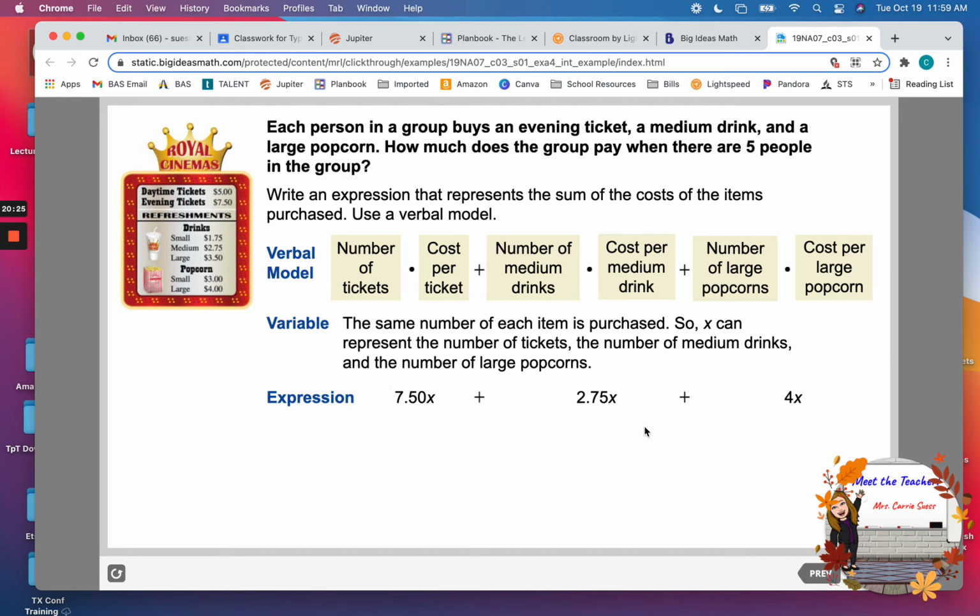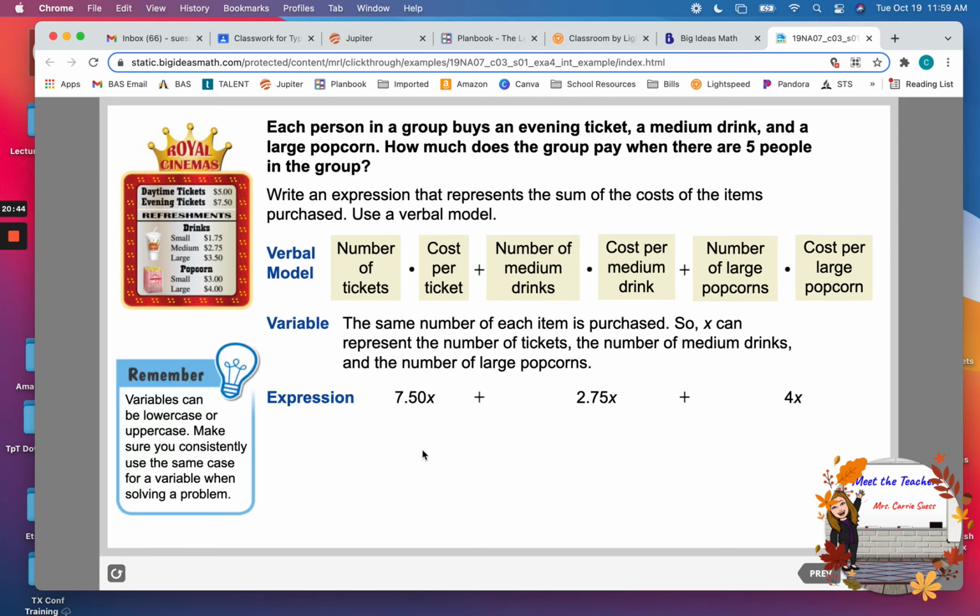Okay, have we created an expression now? Yes. Can we simplify this expression? Yes. Why can we simplify it? Because they're all like terms. Very good. They all have just the x. There's not an x squared or anything. They're all considered the same. So we can actually add the 7.50 plus the 2.75 plus the $4. You can see here it's undistributed, so you can add those 3 terms up.